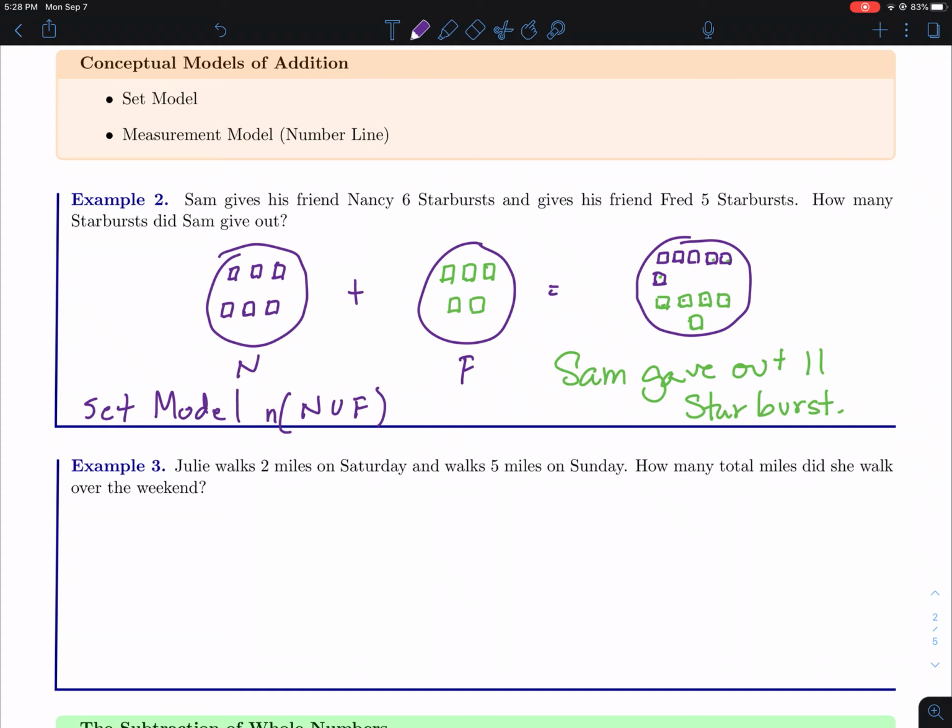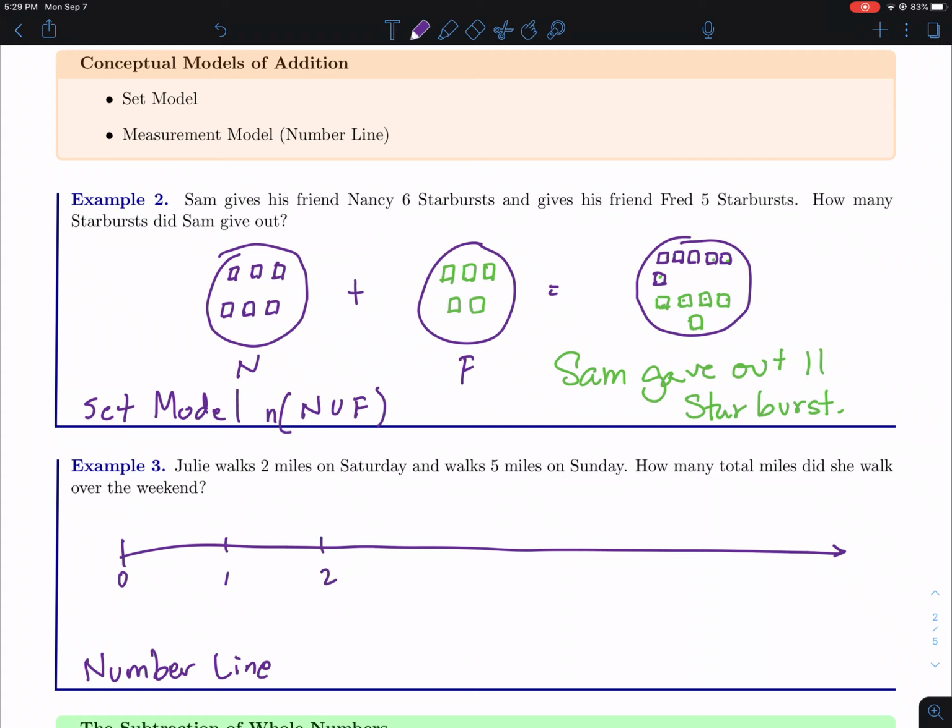All right, so now what we've got is Julie walks 2 miles on Saturday and 5 miles on Sunday. How many total miles did she walk over the weekend? Anytime you're walking or anything like that, that one's just crying out for a number line situation. So we're going to draw our little number line here. Remember we're using whole numbers, so we haven't learned what a negative number is, so we might as well just start right at 0. Then I'm going to give myself a little bit of room and space it out a little bit here.